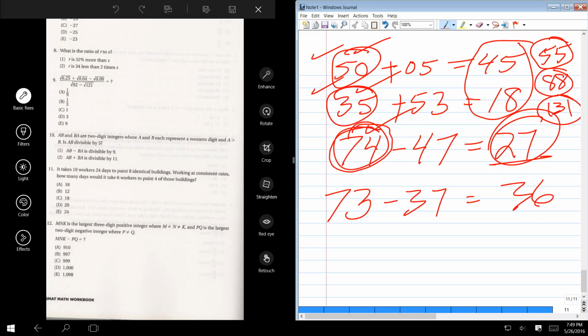Ooh, or hold it. Wait, no, because I did the logic of that wrong. 74 plus 47 is 121? No, I wish it was, but it's... no, it is 121. What am I thinking? Good grief.